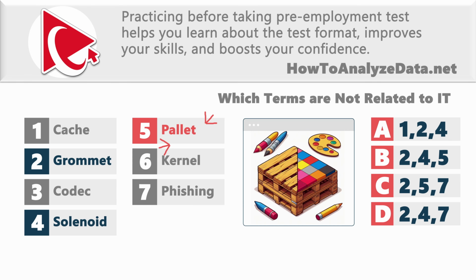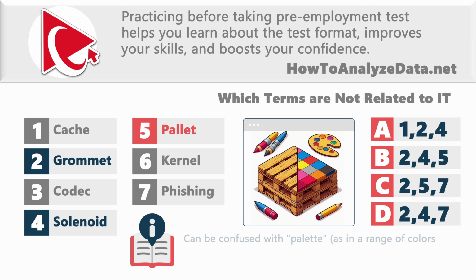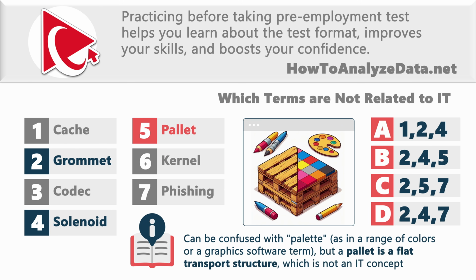Let's look at palette first. Palette is probably the most confusing term. It can be confused with palette, which is the range of colors or graphical software term. But in fact, palette is a flat transport structure, which is not an IT concept.